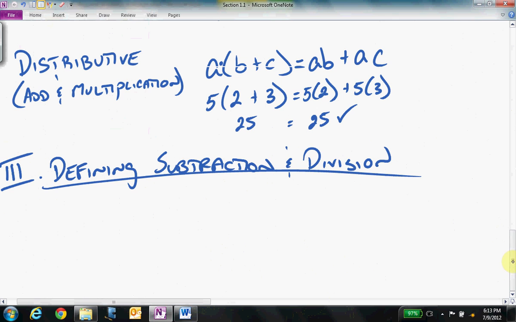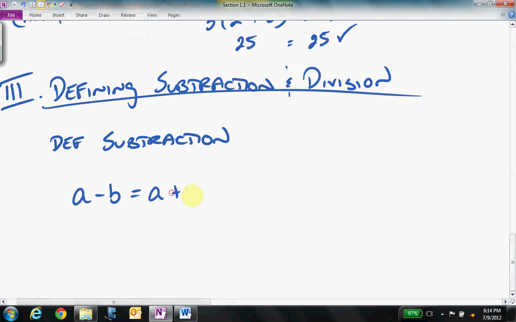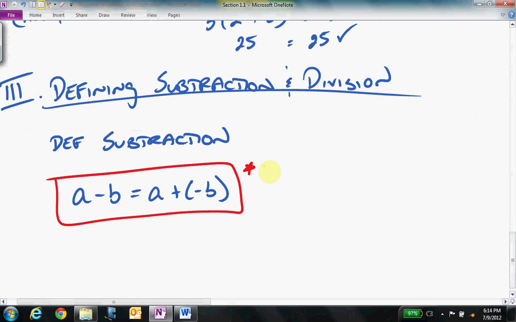Okay, so 2 basic definitions which we'll just put out here, and you've seen them before. Our definition of subtraction is that some value a minus b is going to be the same thing as a plus negative b. And that's basically adding the opposite. Do you remember that? If you have subtraction, you can always change subtraction to addition by adding the opposite.